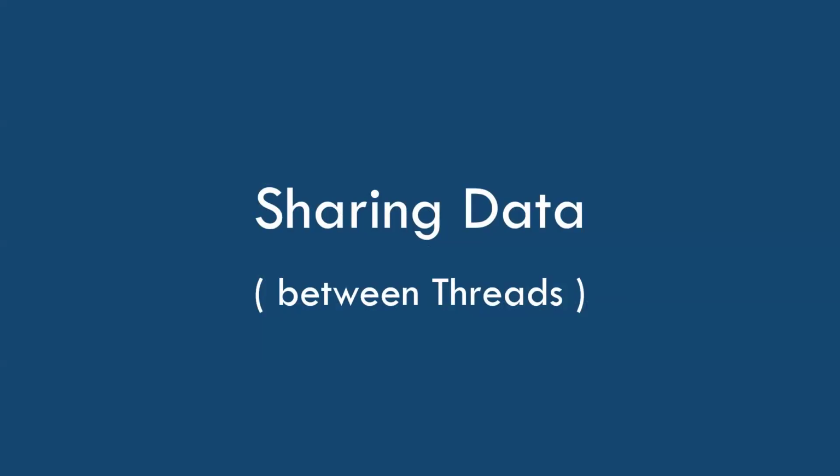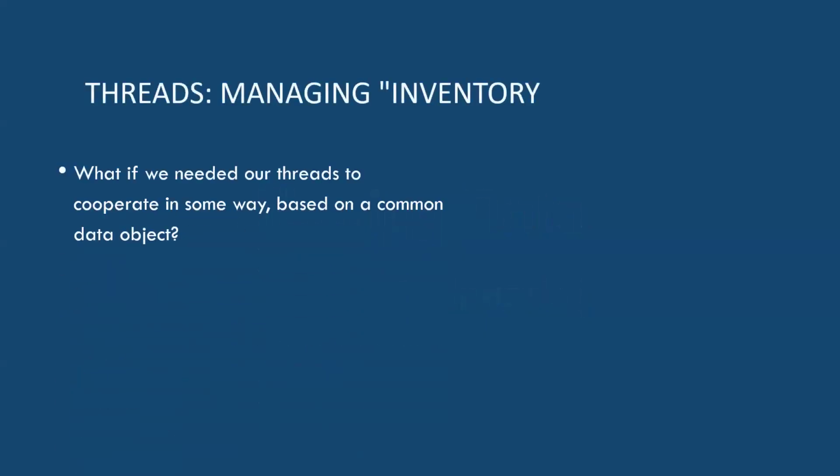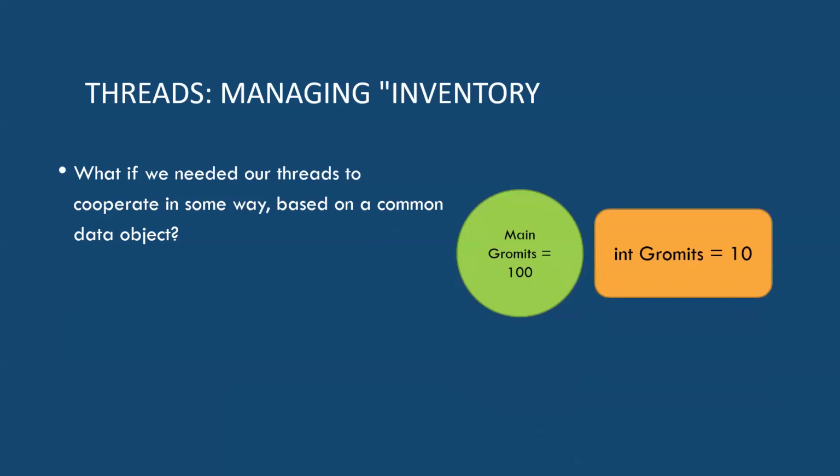Now, the big thing that's interesting is figuring out how to deal with data. So let's talk about this idea of managing inventory. If our threads needed to cooperate and just maybe sell some inventory, there's some integer value that each of the threads wants to steal 1 unit from each time. So let's say we're selling grommets and we would like to sell 10 of those grommets.